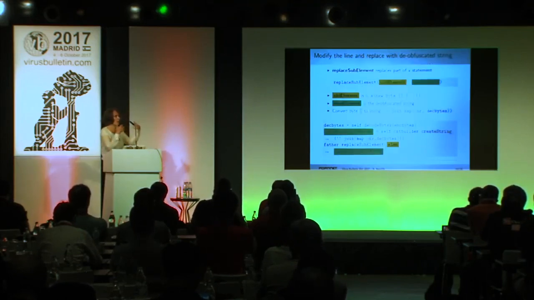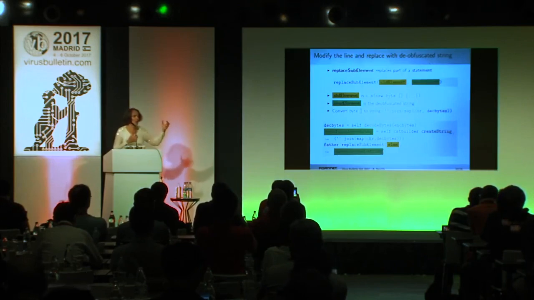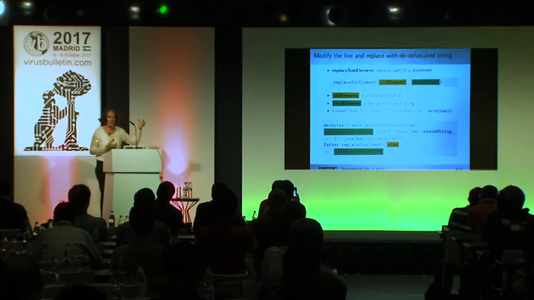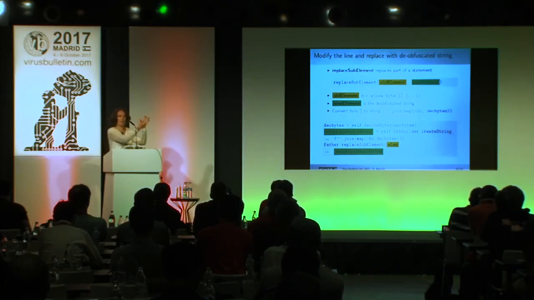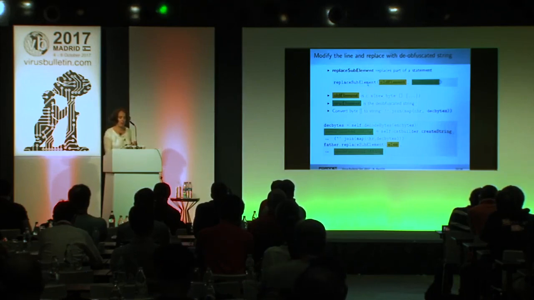So we have the deobfuscated string. Okay, we have it, but now we've got to display it. So we are going to modify the line in the user interface and change the obfuscated string to the deobfuscated one. We do that in JEB with replace sub element. You can check the API after for that one.